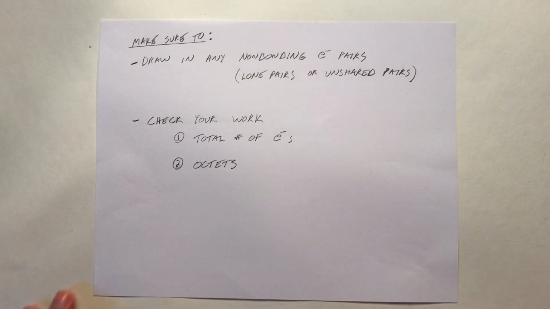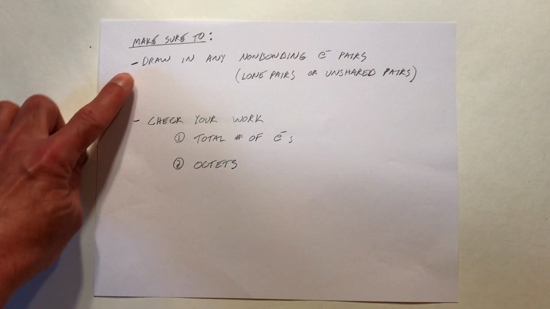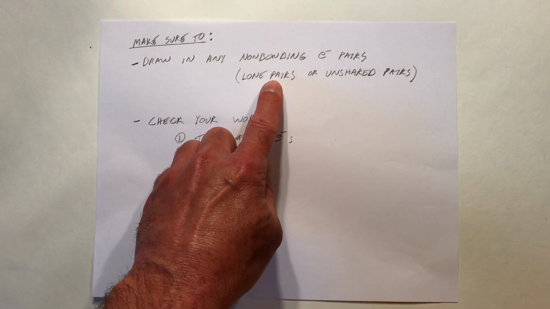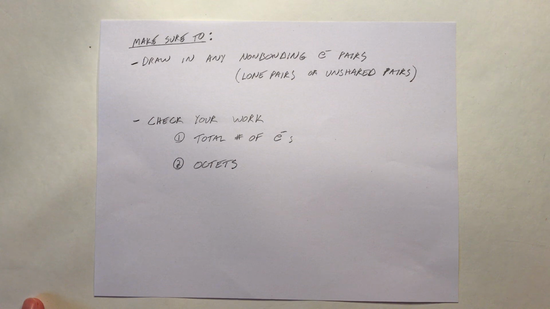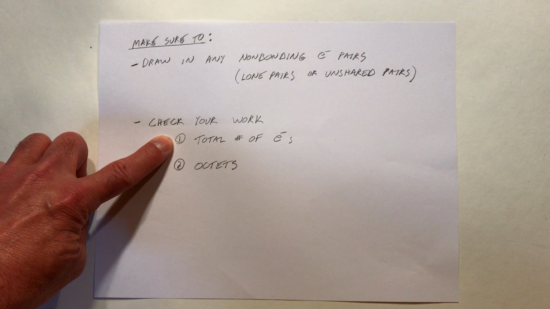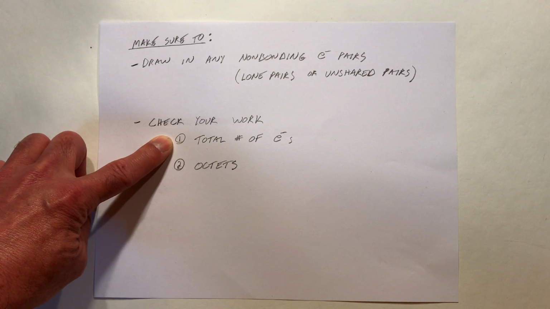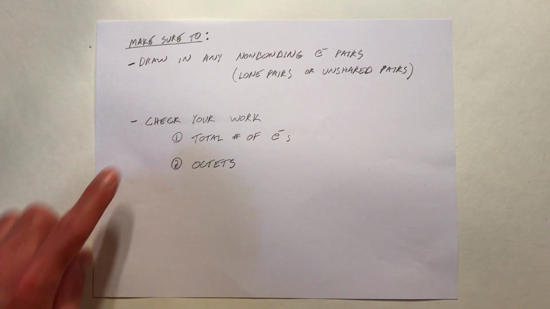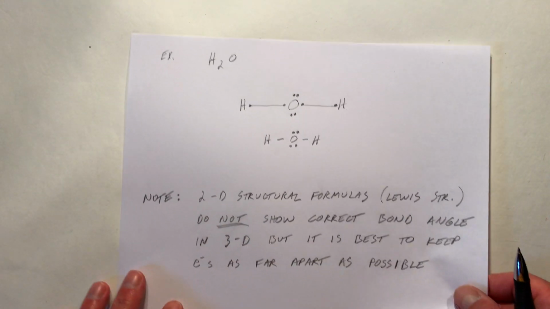Once you have all the bonds drawn in, make sure that you draw in any non-bonding electron pairs. These would be also known as lone pairs or unshared pairs of electrons. And then make sure you check your work. Remember that the total number of electrons that you start with around the atoms should be the same as the total number of electrons that you end up with once you put the molecule together in a two-dimensional structural formula or Lewis structure. And you should have octets wherever possible, remembering that elements from groups 1, 2, and 13 are exceptions to the octet rule.